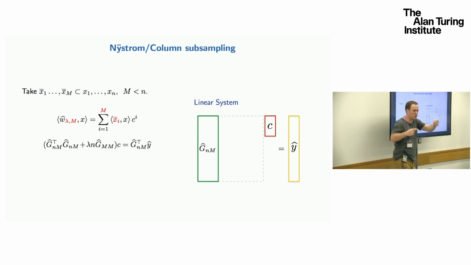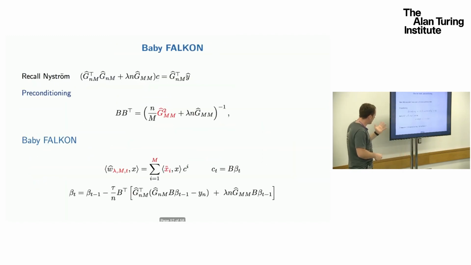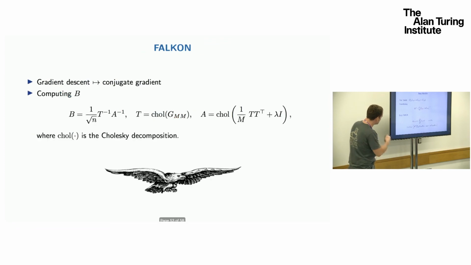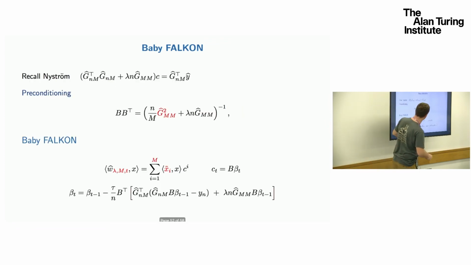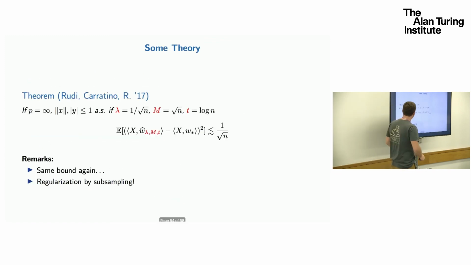So I do projection twice. I project the linear system once, I keep it, and then I project it again just to compute the preconditioning. Then we combine everything together. I'm going a bit fast, but I'm happy to discuss offline. So essentially, we write down an algorithm that is a gradient method with projection and preconditioning. We use three tricks: optimization, sketching twice to compute the preconditioning, and this. We call it Falcon for absolutely no reason.